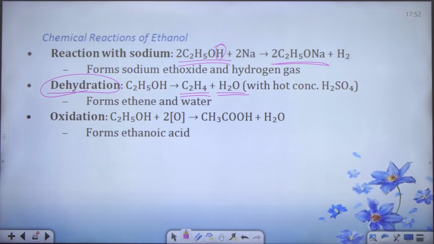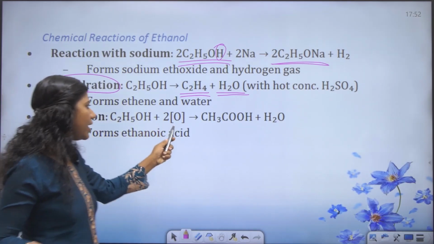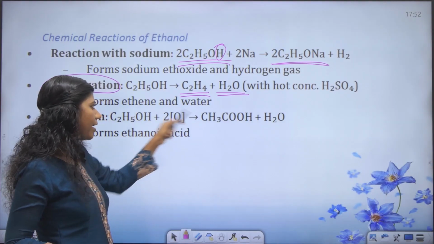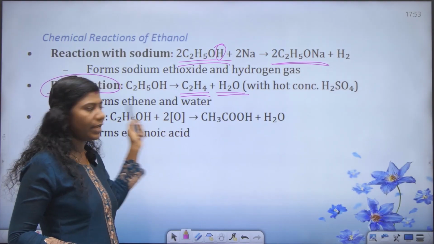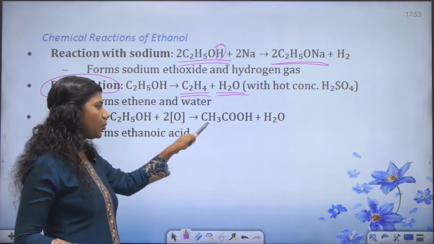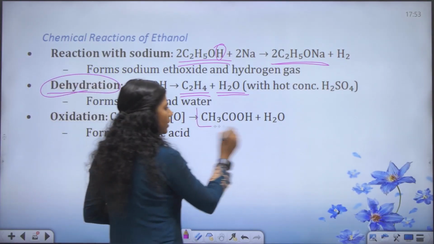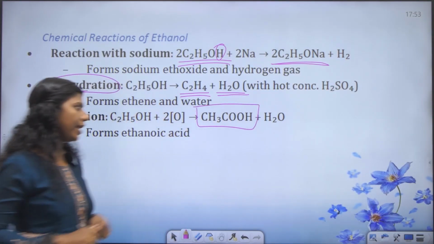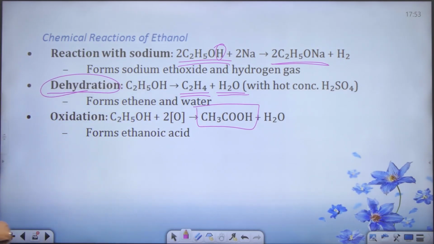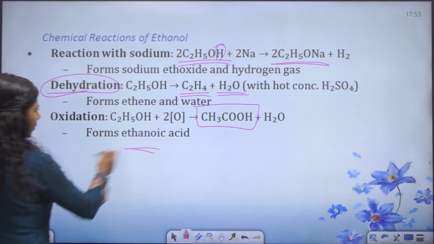Now the oxidation process. Oxidation means addition of oxygen. We know that alcohol is oxidized to form the corresponding carboxylic acid. So ethanol is oxidized to form the corresponding carboxylic acid, that is ethanoic acid. CH3COOH is ethanoic acid, plus a water molecule.